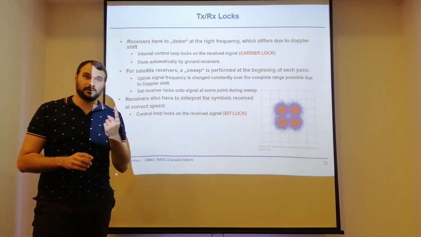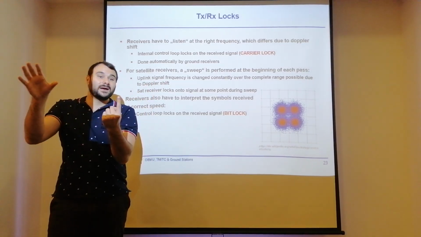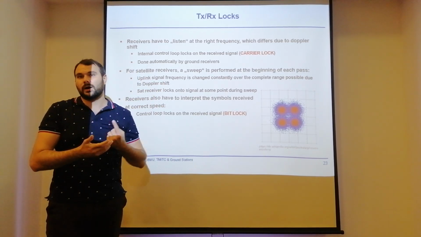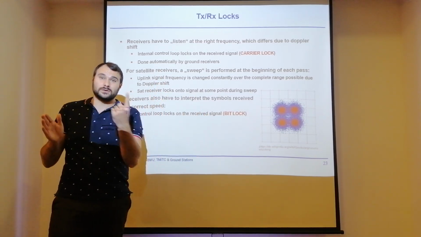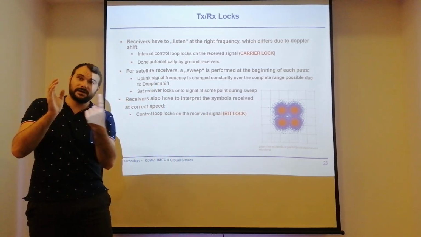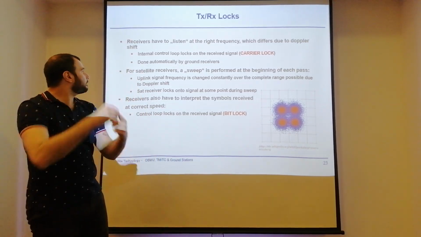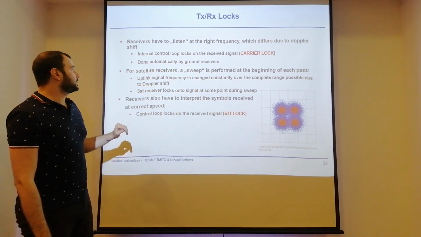This is the so-called carrier lock. So it constantly searches for your frequency within a certain range. I mean, you know how big the influence of the Doppler shift will be, so you know the range where you need to look for the signal, and you do that. And once you have found the maximum of your signal, this is a carrier lock. And this is usually done automatically by the ground receivers.